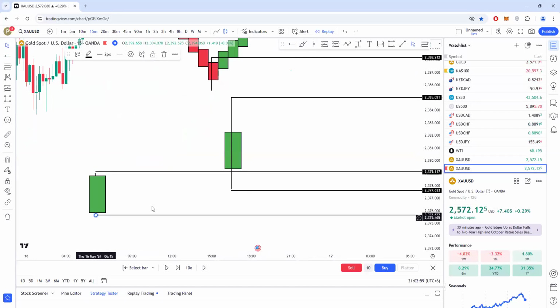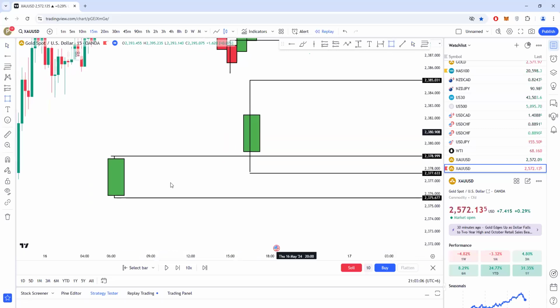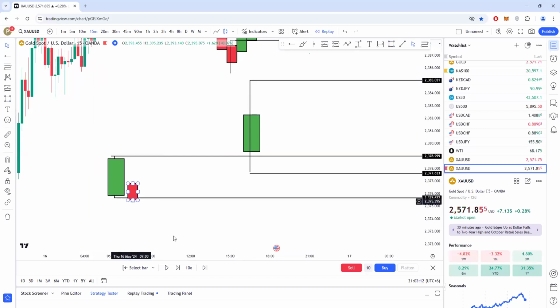And as it's a green, what is the combination we are expecting? Red, right? The red should close at least here with the body. Whenever this is done, the job is done. We call it engulfing. Now, what happened with the wick? We do not care.